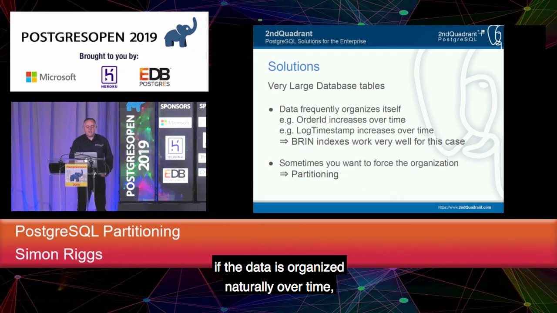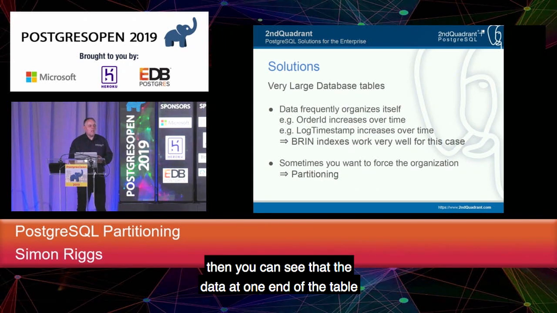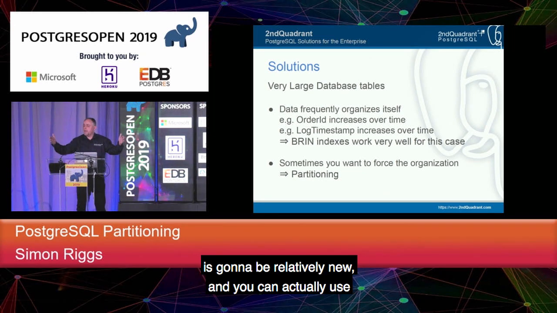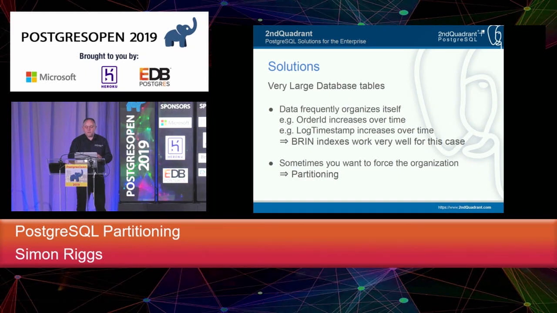If the data is organized naturally over time, for example, an ascending order ID or a monotonically increasing timestamp, then you can see that the data at one end of the table is going to be old and the data at the other end of the table is going to be relatively new. And you can actually use that fact to improve query performance. And that's actually what we already do with something called a BRIN index.